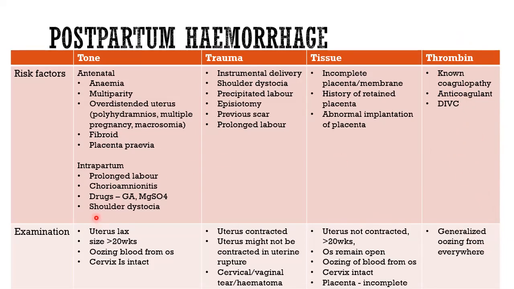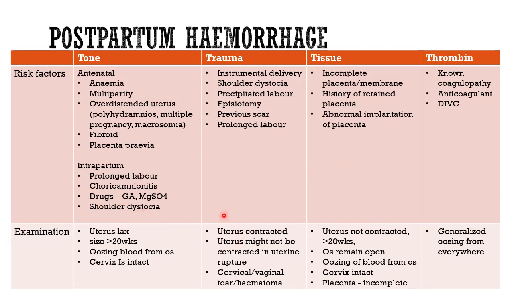You first ask yourself, has the placenta come out already or not? If the placenta hasn't come out, then you know it's tissue. Is the membrane ragged or not? Then you palpate the uterus. Is the uterus contracted or lax? Is it larger than 20 weeks? Is it above the umbilicus?